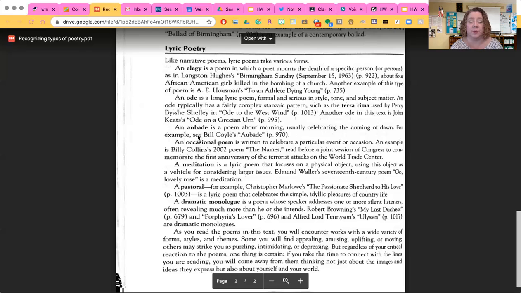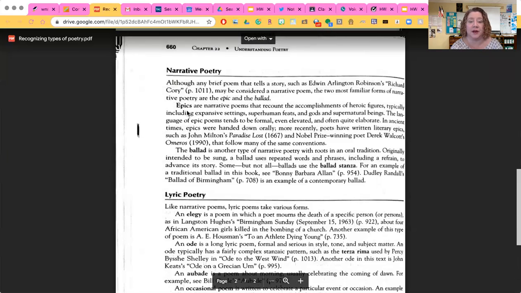These are all types of lyric poetry, and then the two main types of narrative poetry are ballad and epic. So it's just kind of good to split up poetry into those two general categories, and then they do have a couple of subcategories. Is there anything that you want me to talk about some more in that section?